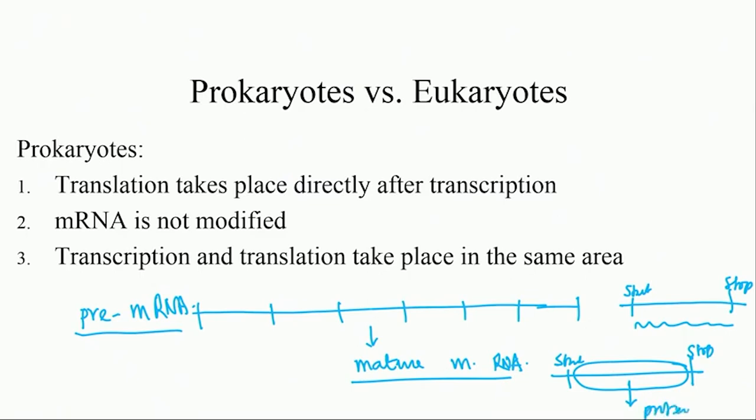Then this portion will be translated into the protein. This is not, because this contains some portions which are not passing any information, which do not code for any amino acid. Okay, so in the next lecture we'll describe how it is done. Thank you.